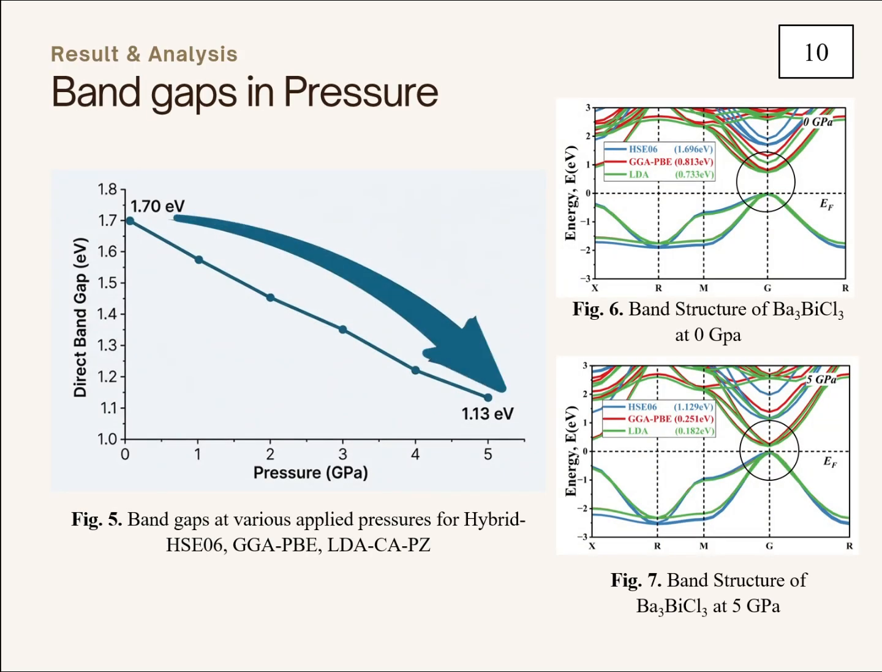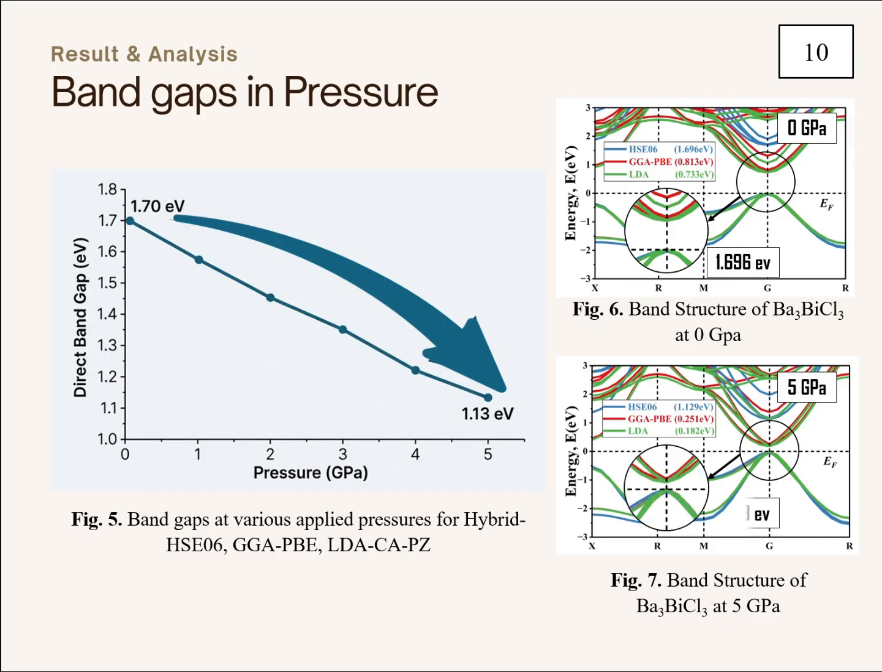If we come to the band gap versus pressure, we can see that with respect to pressure, the direct band gap is reduced from 1.70 electron volt to 1.13 electron volt. This was done with the HSE06, GGA-PBE, and LDA-CAPZ methods. If we look closely at the right side, we can see what the band gap looks like at the initial position, 0 GPa. Here is the band diagram for the conduction band minimum and valence band maximum. It is around 1.696 electron volt for 0 GPa, and for 5 GPa it is reduced a lot.